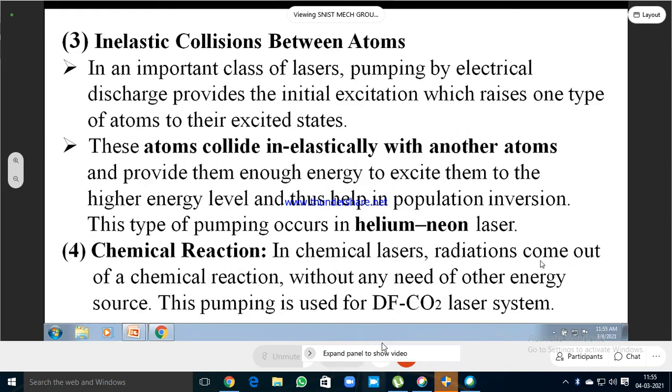Chemical radiations come out from the chemical reaction without any need of other energy source. Something used for CO2 laser system.